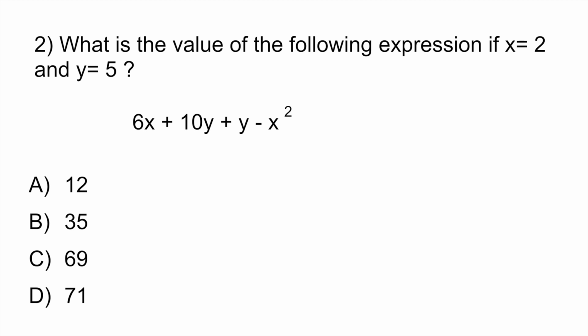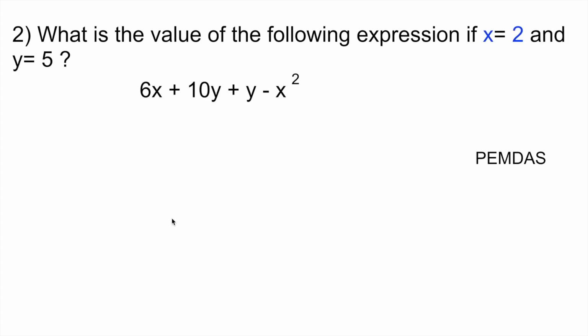What is the value of the following expression if x is equal to 2 and y is equal to 5? To solve this problem, you have to take these values, your x value, which I've put in blue, and your y value, and plug them into this equation. That's what the equation looks like now. Before you solve the equation, remember that you always have to follow what is known as PEMDAS, here on the right, or the order of operations.